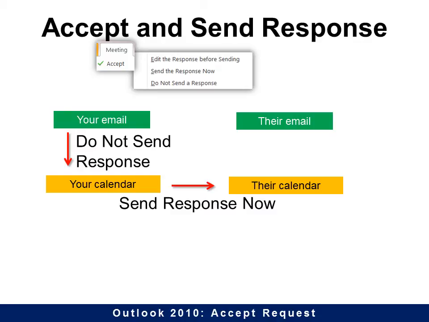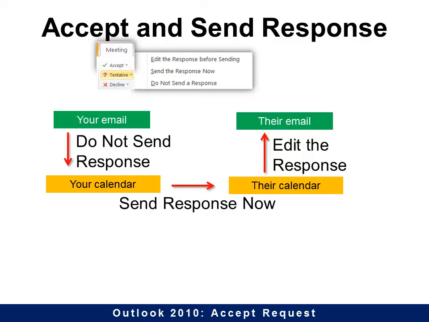And you have a third option, and that is to edit the response. That means that my email now talks to my calendar, talks to their calendar, and then their calendar sends them an email to let them know what the response is. You can type in some information and say, well, yeah, I'll try to make this, but I've got another meeting just before and I might be a few minutes late, something like that. So if you want to give them some other information other than, yes, I will be there.